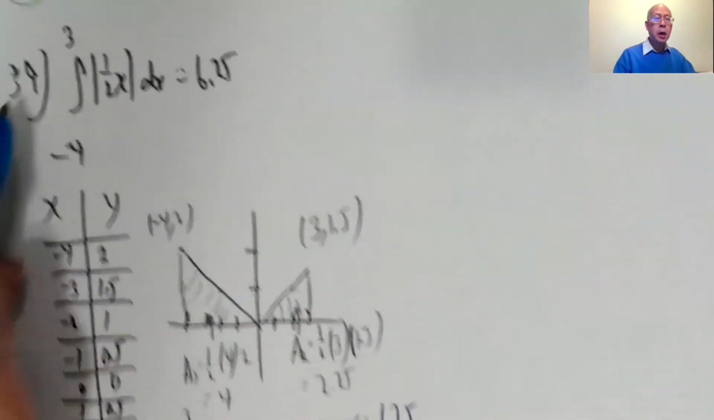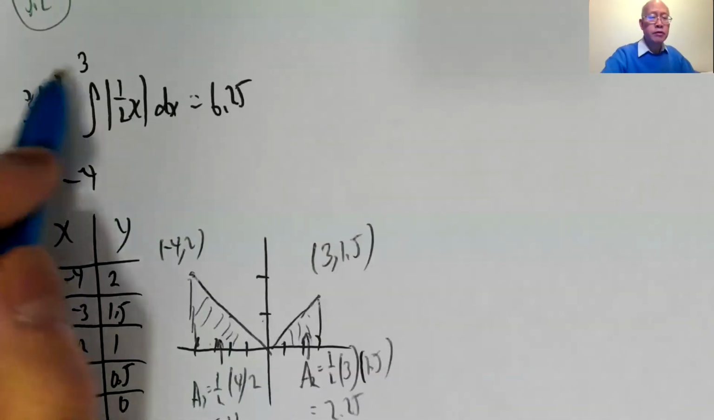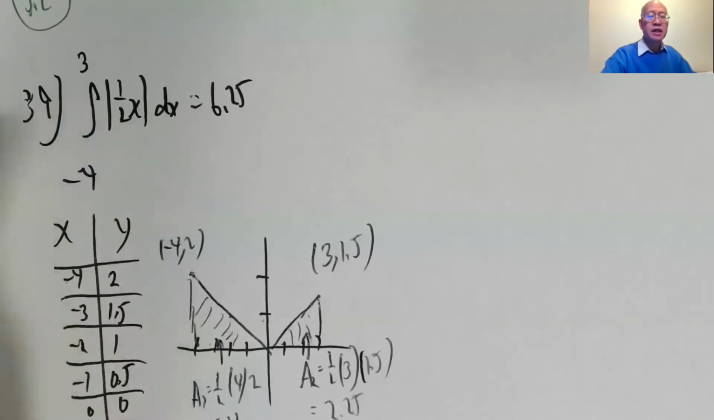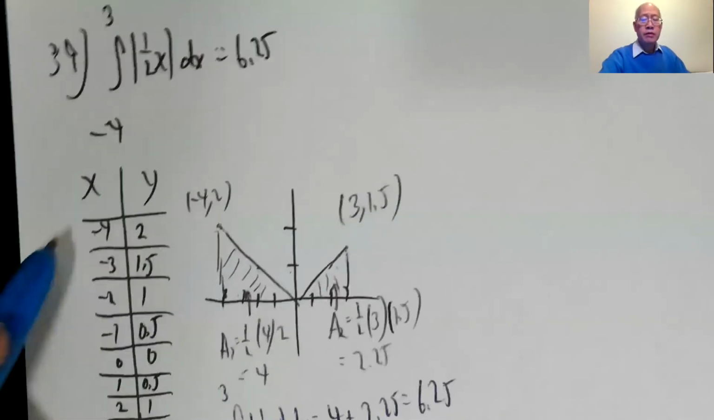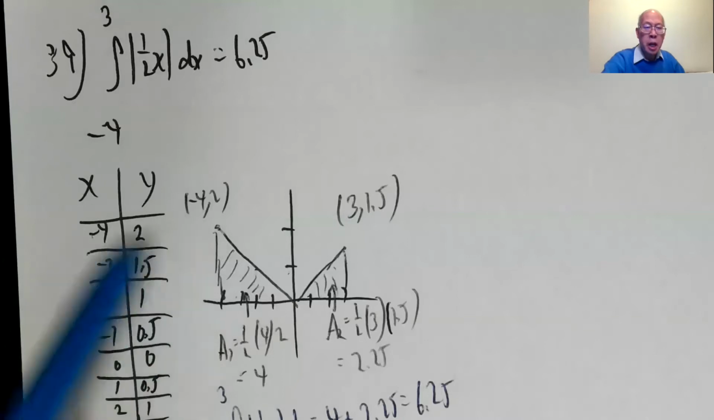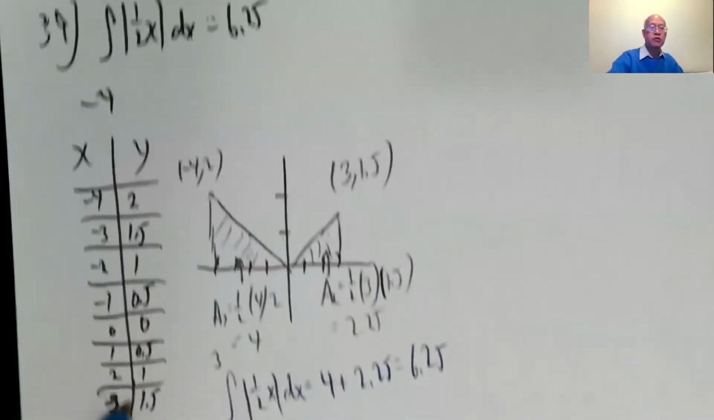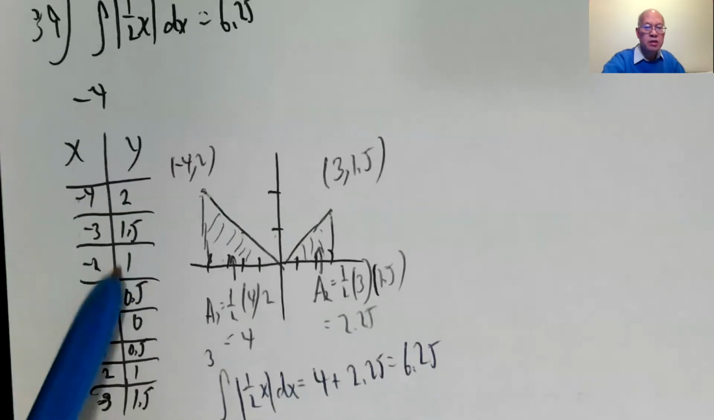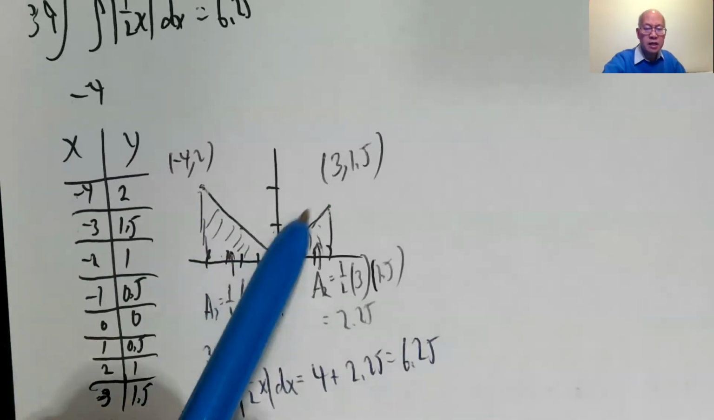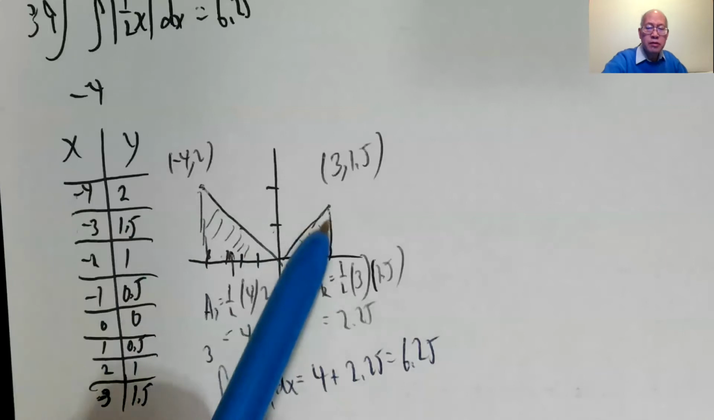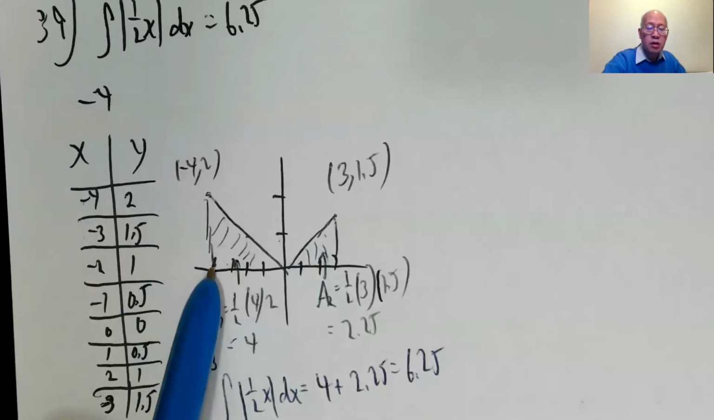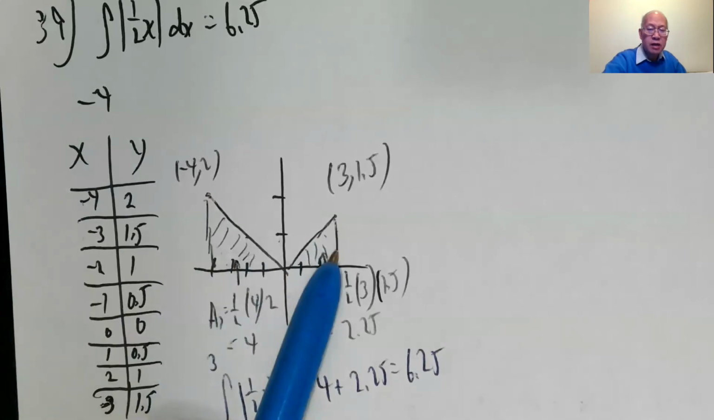Problem 39, integral from -4 to 3 of absolute value of half x dx. Well, I just made a little table to see what it looks like. Okay, I decided to plug in -4, -3, -2, -1, 0, 1, and 2. Okay, this is what you get. Graph looks like this. This is -4, 2, 3, 1.5. So I can find the actual area under the curve by adding this area to this area.